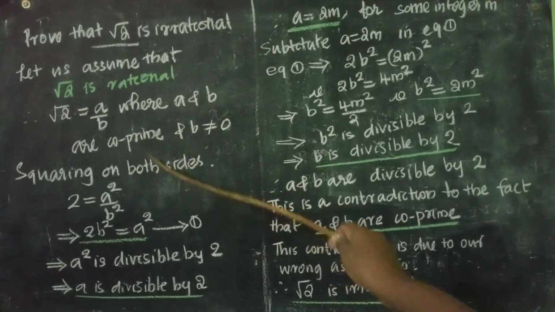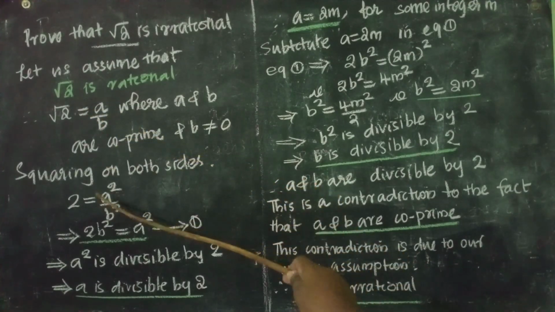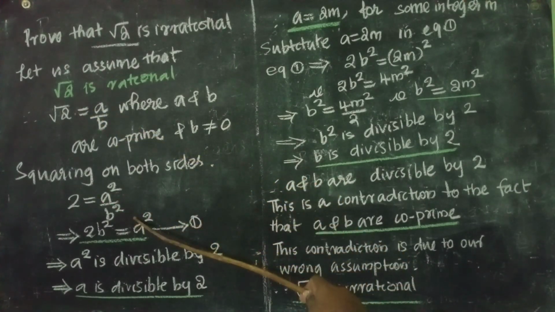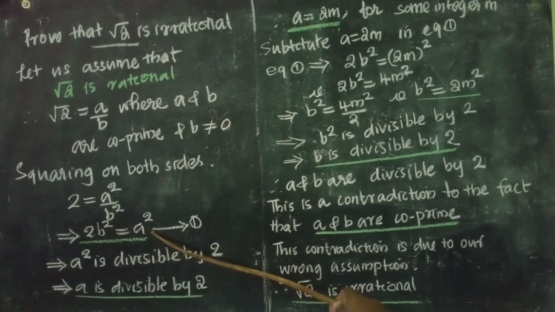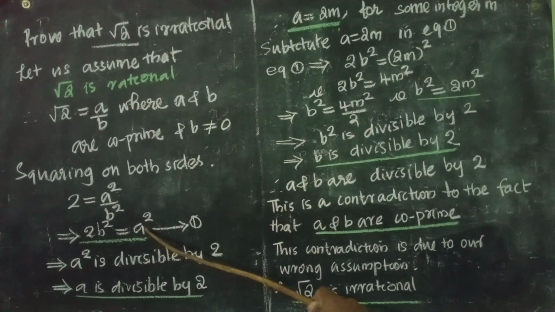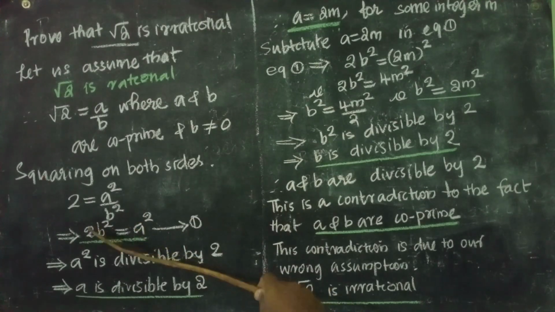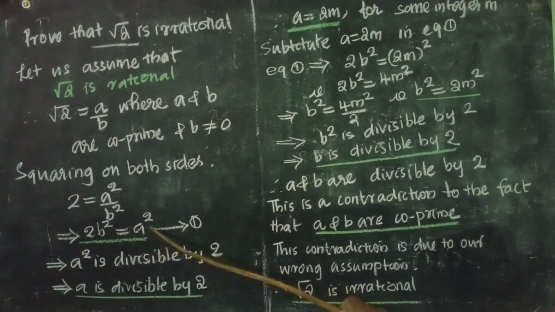Now squaring on both sides, if we square root 2 equal to a by b, we get 2 equal to a square by b square. Take this b square to left side, we get 2b square equal to a square. Keep it as equation number 1. Now we get 2b square equal to a square. That means a square is a multiple of 2. Means we can say a square is divisible by 2.